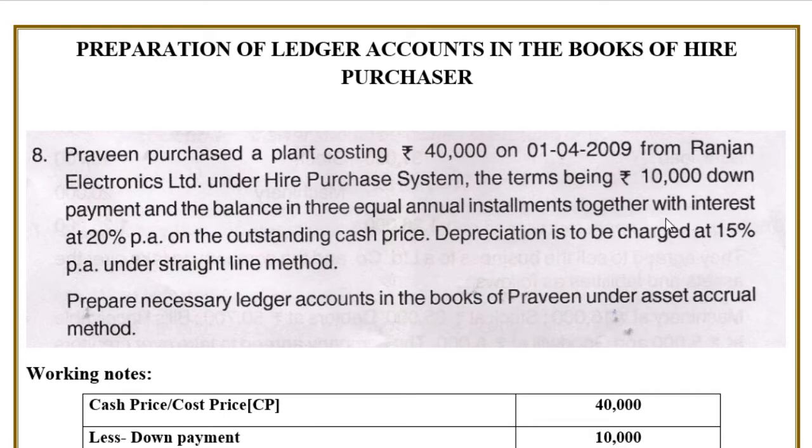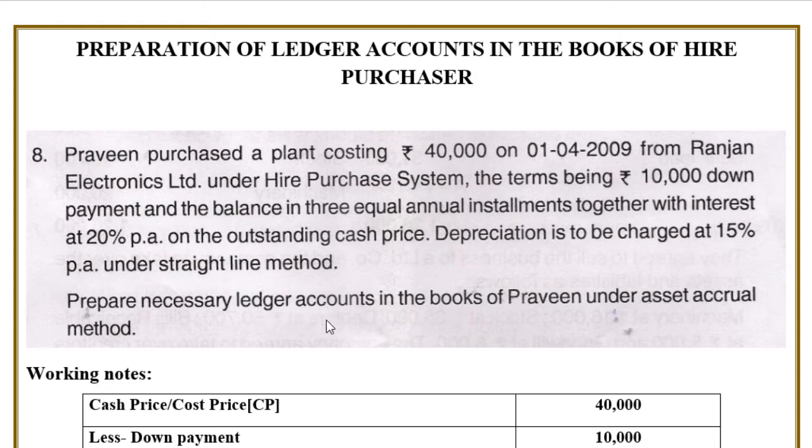So dear students, they themselves are giving the hint: installment with interest, installment plus interest, that is the exclusive of interest method for interest calculations part. The interest at 20% per annum, the rate of interest is 20% on the outstanding cash price. Depreciation is to be charged at 15% per annum under straight line method. Prepare the necessary ledger accounts in the books of Praveen under asset accrual method.